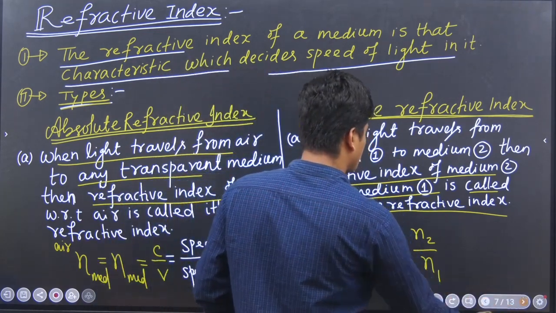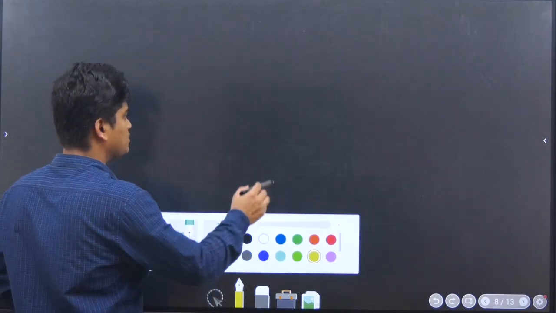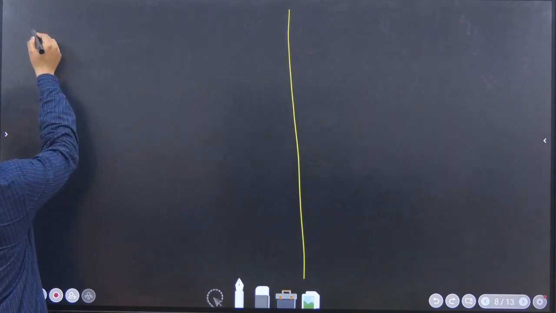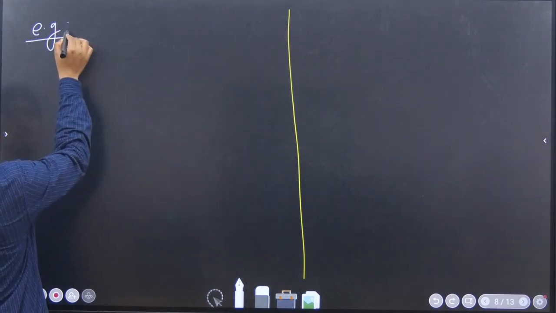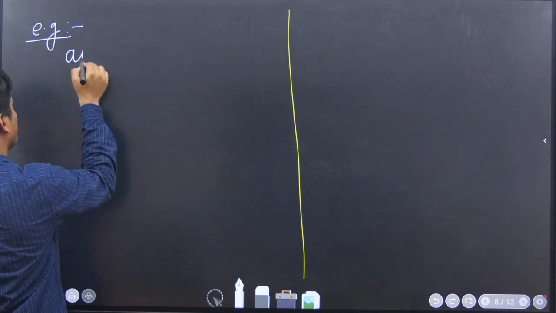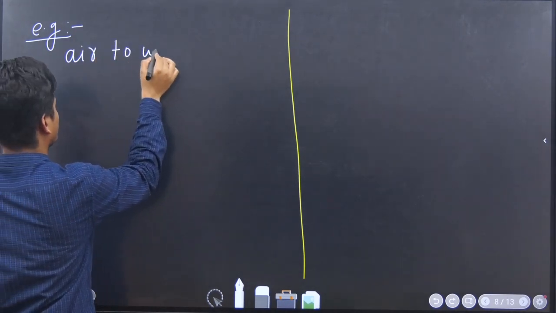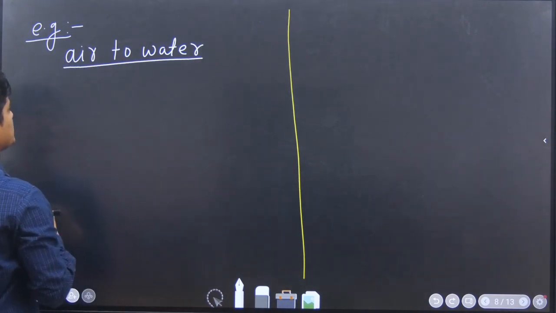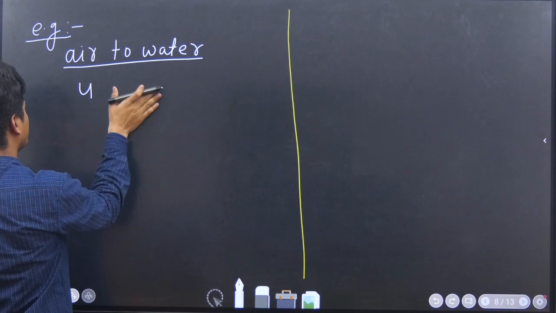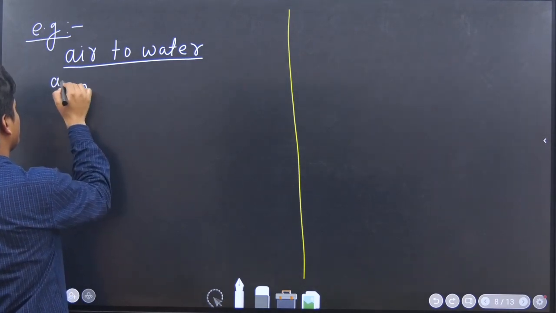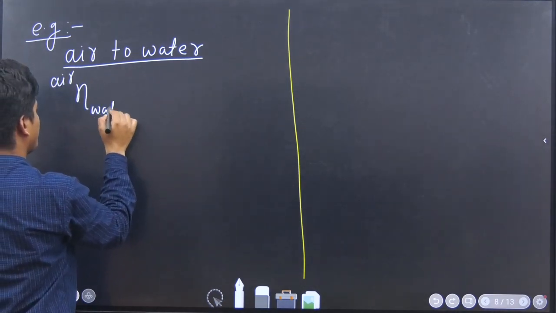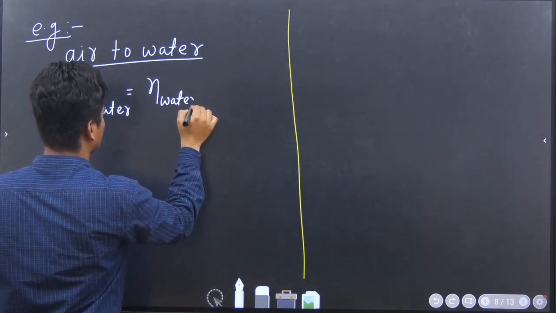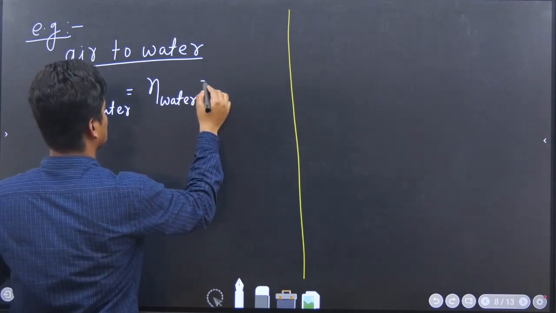Now we will go for the same understanding with some examples of refractive index. Suppose light is coming from air to a water medium. Then here I can write the refractive index of air to water, or it can be written as water only, or water air, like that I can write. So what is this one?